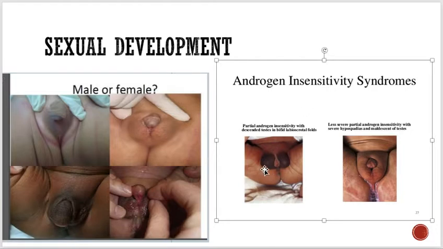In this one there is partial androgen insensitivity, and you can see there is a labioscrotal fold. This one is not labia, and this one is not scrotum, so it's very hard to identify the sex of the baby. Or this one is a less severe partial androgen insensitivity syndrome, in which the condition is better than this one, but still this is not how it normally appears.